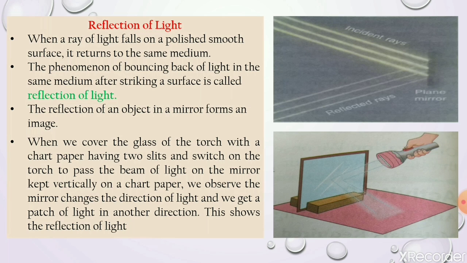As you can see in the diagram, we are putting the light on the mirror, but that light we are getting on the chart paper. So this is the reflection of light: light is striking the surface of the mirror, but it is bouncing back in the same medium, in another direction. So this is only the reflection of light.